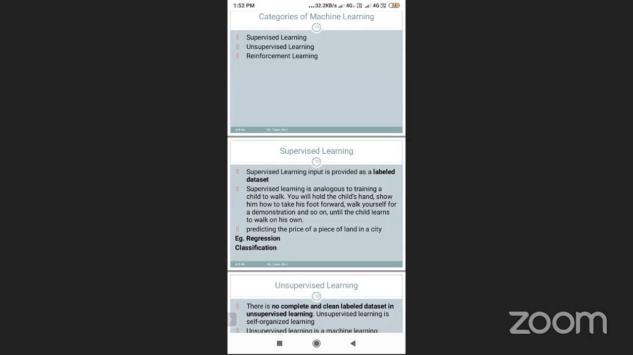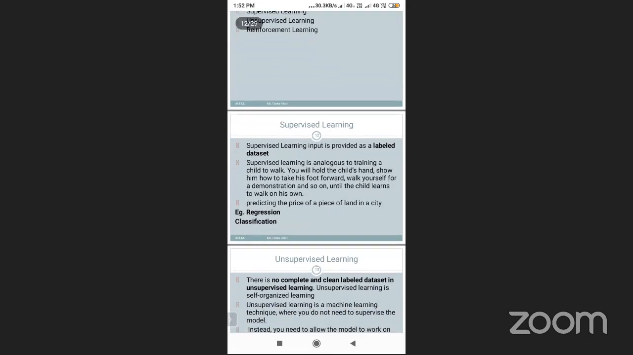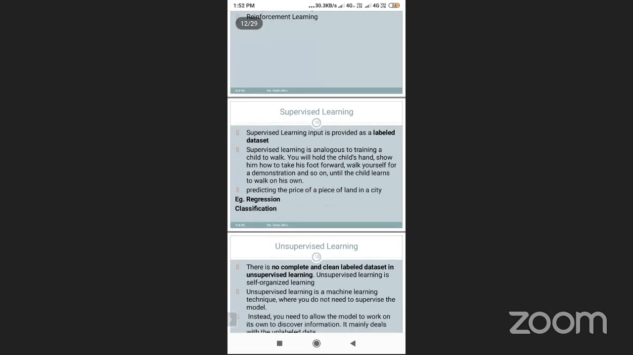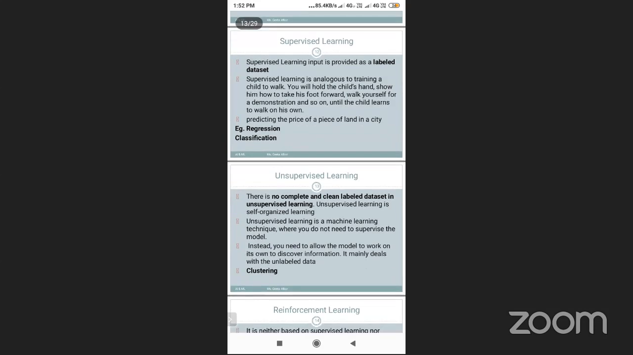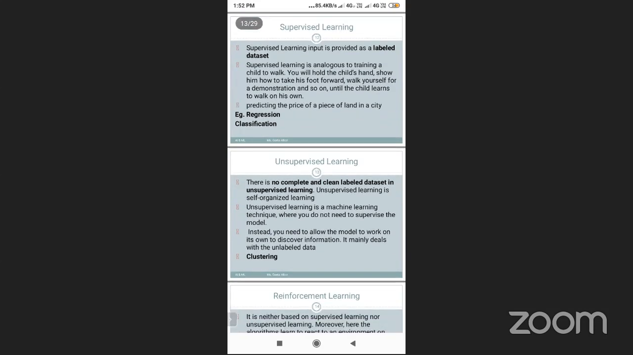It means I am keeping attention on whether he is categorizing these two kinds of balls into the two categories correctly or not. So that is supervised learning. And the second one is unsupervised learning. There is no complete or clean data set in unsupervised learning. Here, as opposed to supervised learning, we do not need to supervise a particular data set or algorithm. The algorithm will automatically find its way once we have trained the system.